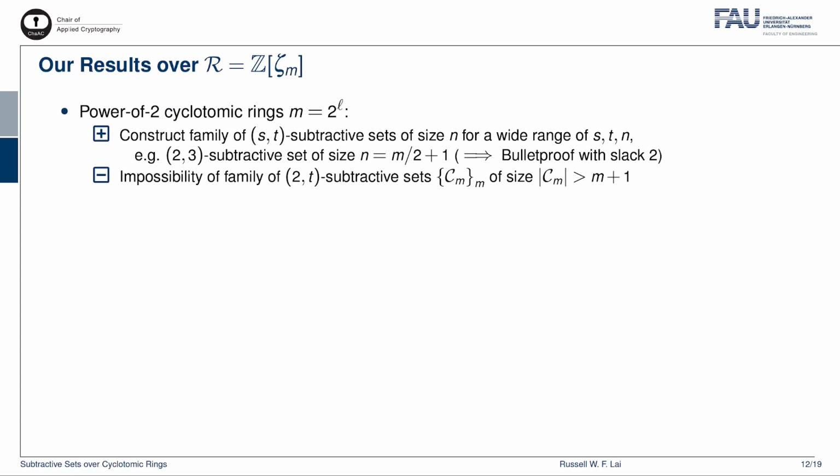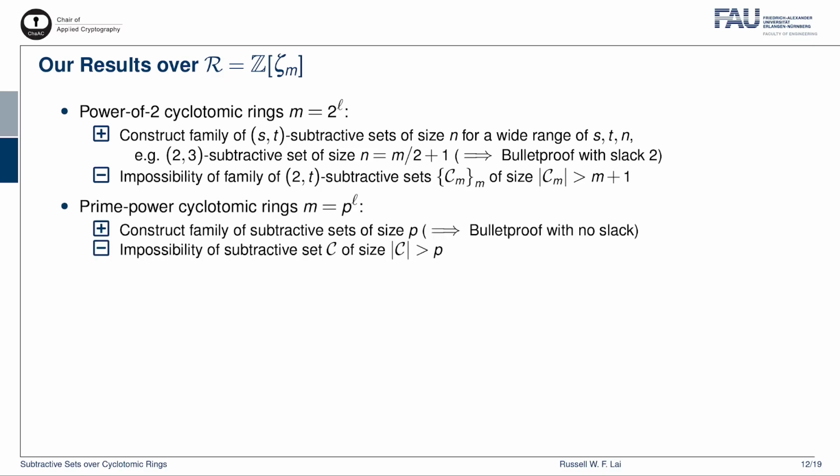On the negative side, we show that it is impossible to construct a family of 2t subtractive sets, where the family is parameterized by m, such that the mth set Cm is of size strictly greater than m plus 1.